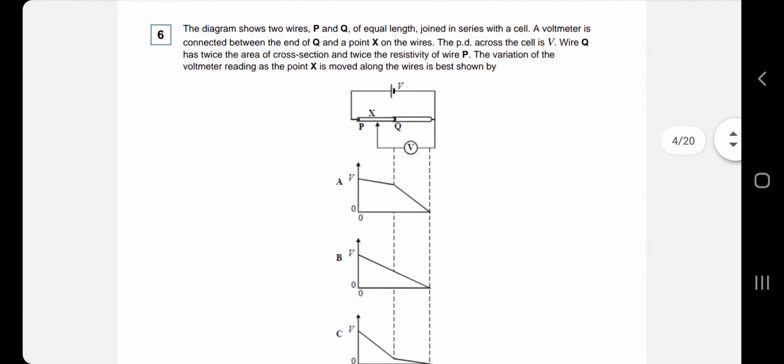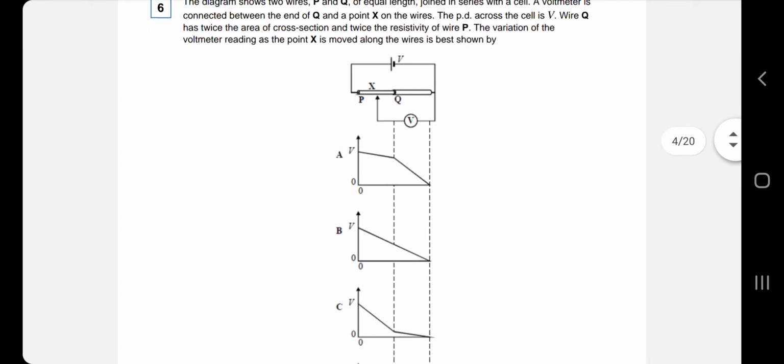So the diagram shows 2 wires, P and Q, of equal length, joined in series with a cell. A voltmeter is connected between the end of Q and the point X on the wires. So this is the point Q and some point X. The potential difference across the cell is V. A wire Q has twice the area of cross-section and twice the resistivity of wire P. The variation of the voltmeter reading as the point X is moved across the wires is best shown by.